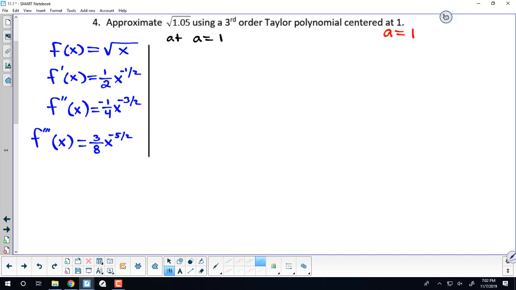But at a equals 1, we have f of 1, which is 1. f prime of 1, f double prime at 1, and triple prime at 1. So those are our coefficients. Take 2 minutes and write out the third order Taylor polynomial for this approximation.